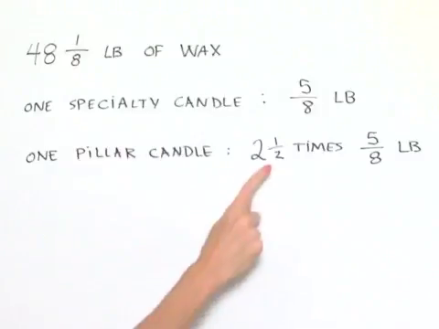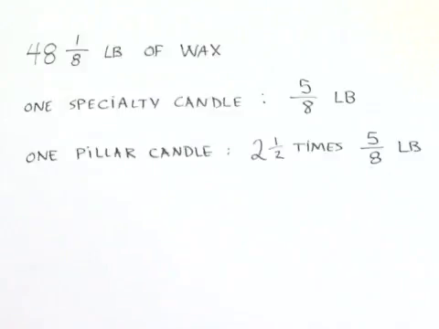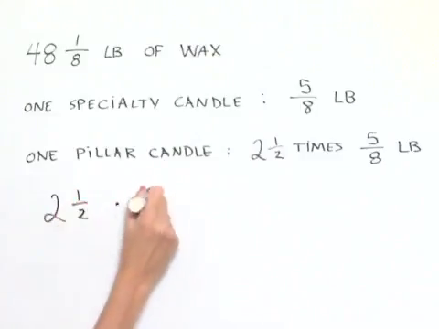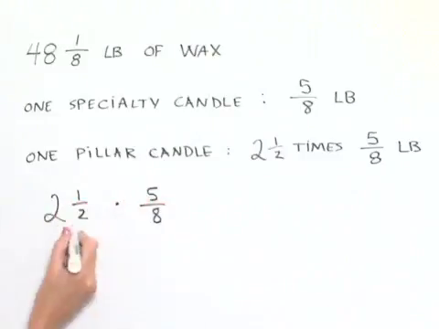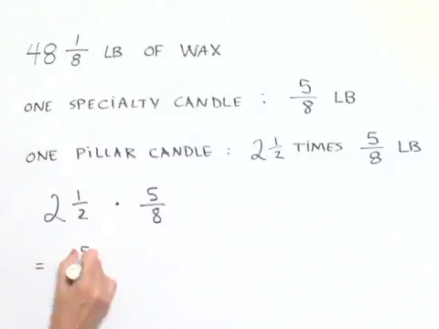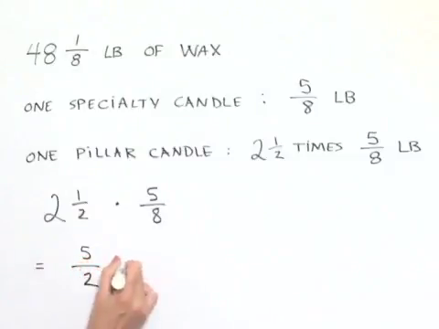That means we're going to have 2.5 times 5/8 pound, which requires us now to take 2.5 and multiply that times 5/8. We're going to change 2.5 into an improper fraction. We'll have 2 times 2 is 4 plus 1 is 5. So that gives us 5/2 multiplied times 5/8.